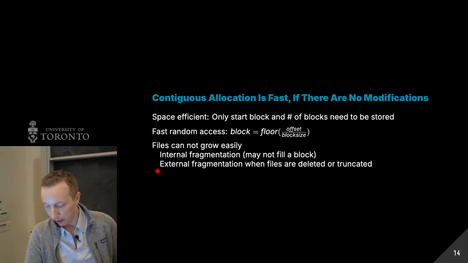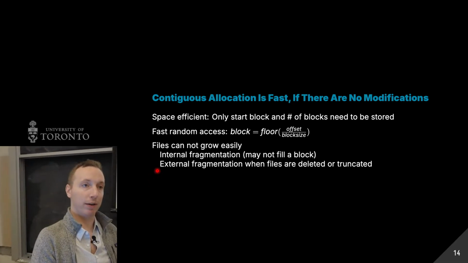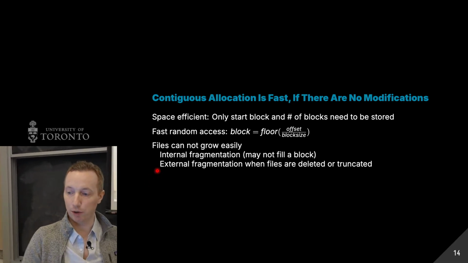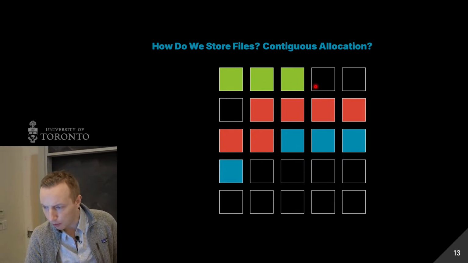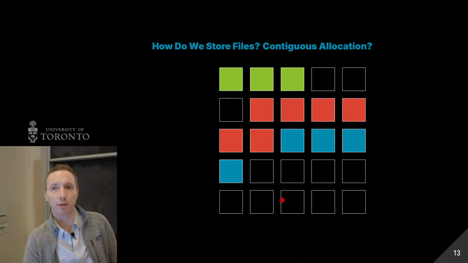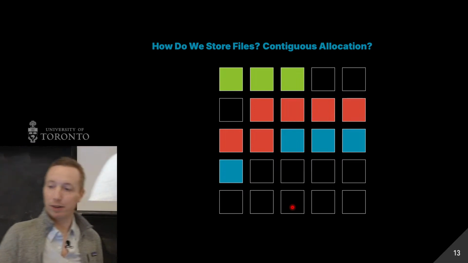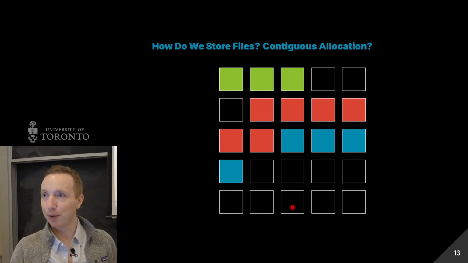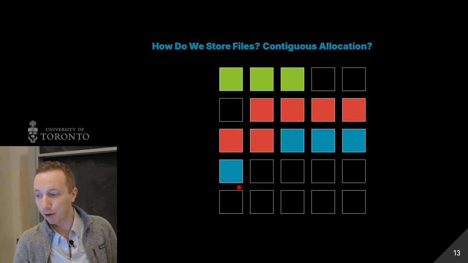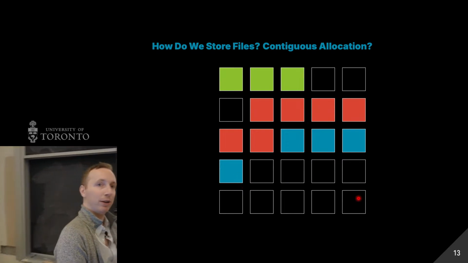This one also has external fragmentation. That basically means there are some blocks that are useless if you're trying to allocate something. For example, in here, in total, I have 12 blocks free. But if I tried to make a file that was 10 blocks large, I couldn't do that without moving anything, right? Because even though I have 12 blocks free, I do not have 10 free in a row, so I couldn't create a file with that.